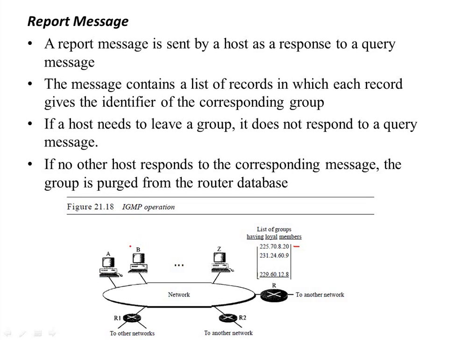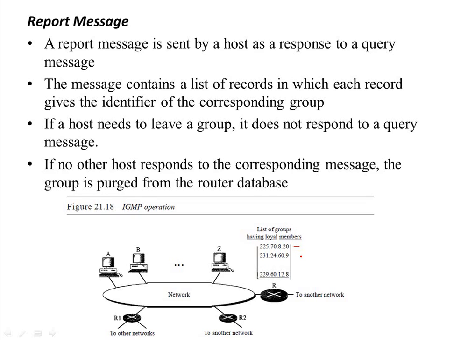But B is already present in the group, and the query is sent to this one also. B will not respond because B is already a member of that group. If the new entry is there, then and only then a group membership report will be sent. Otherwise, B will not respond to the query because it is already in the group. So this is how a particular node can join a particular group.